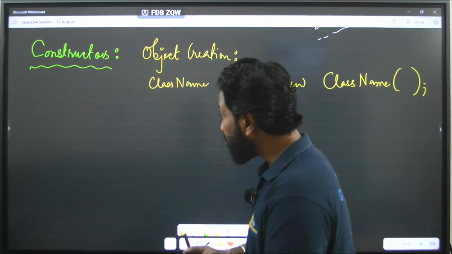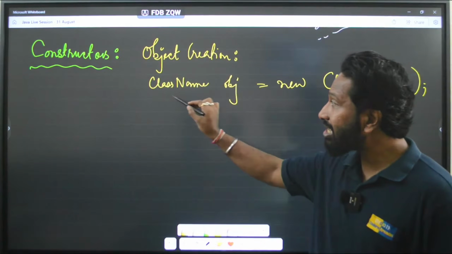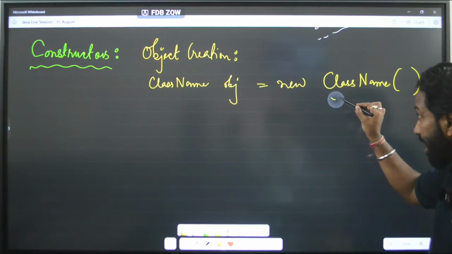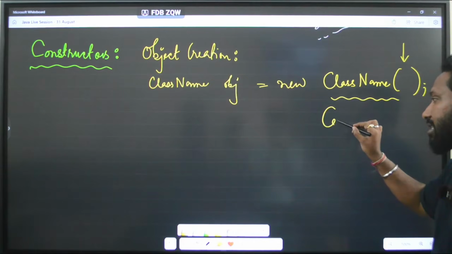Okay. So, now let's try to understand. See, every time when you write this class name object equal to new class name, what are you actually doing? This class name with the bracket, this parenthesis, we are calling the constructor.